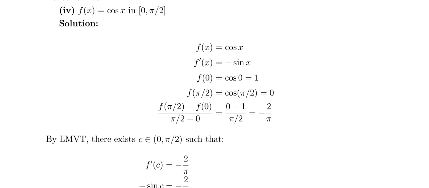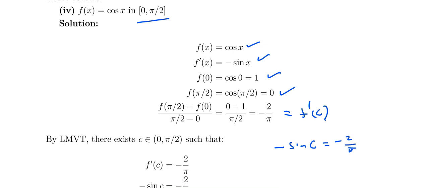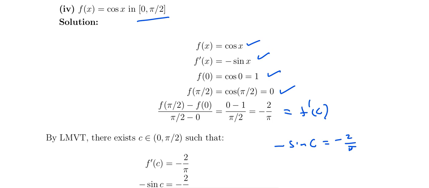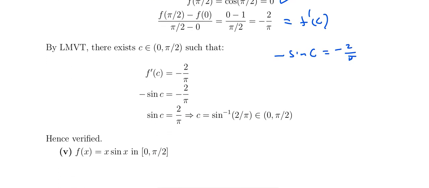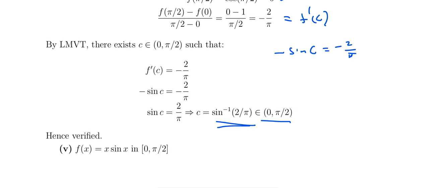And f of x equal to cos x on 0,π/2. If you look at f dash of x, it is minus sin x. f of 0 is cos 0, which is 1, and f of π/2 is 0. So if you apply the Lagrange mean value theorem, this is equal to f dash of c. So f dash of c is minus sin c. So minus sin c equal to minus 2/π. So sin c equal to 2/π. c will be sin inverse 2/π. What is the value of sin inverse 2/π? It always lies between 0 and π/2.